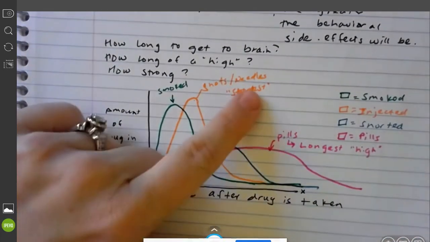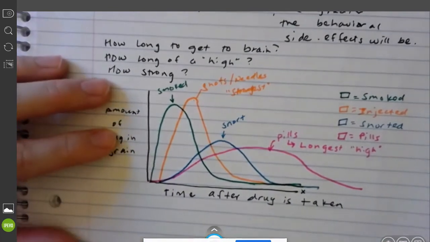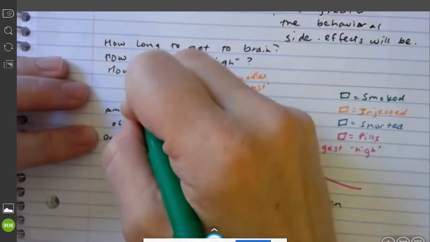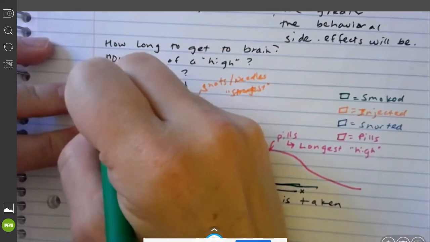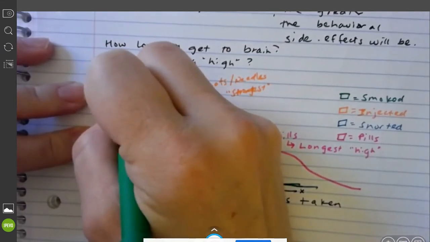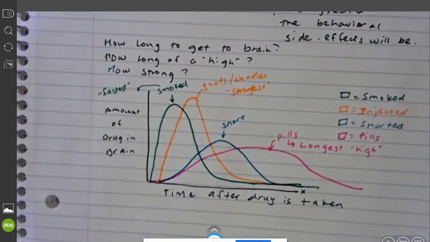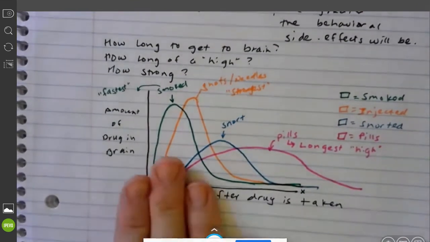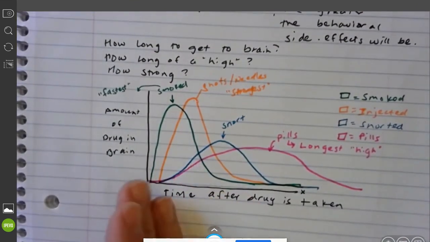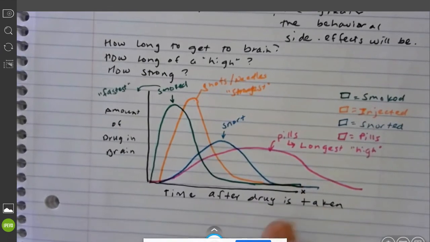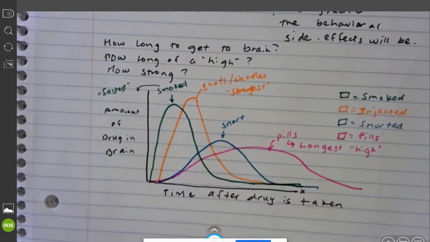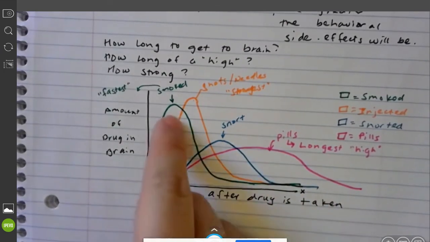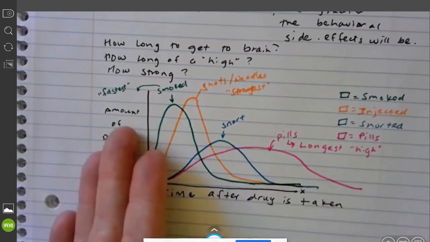Okay, that says strongest. And then smoked or inhaled, this one is going to be the drug that gets to your brain the fastest. All right, so keep this in mind when we are going to be reviewing the different types of drugs. What's going to matter is how is that drug getting into the person's body? Did they take a pill? Did they snort it? Did they inject it? Or did they smoke it? That's going to affect their behavioral outcomes.